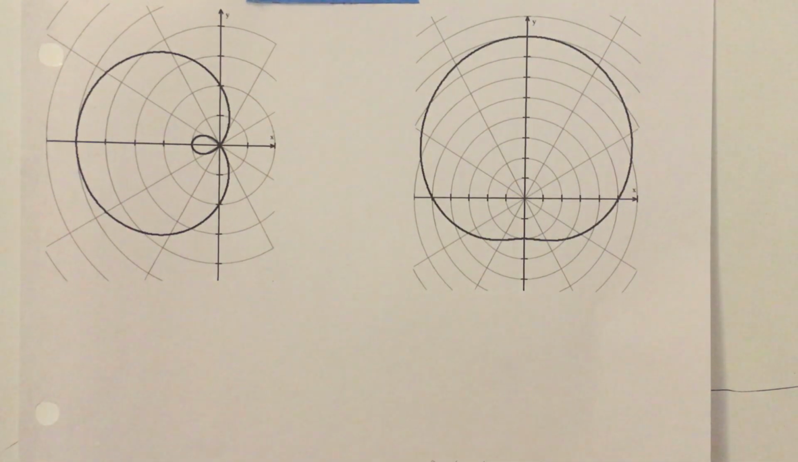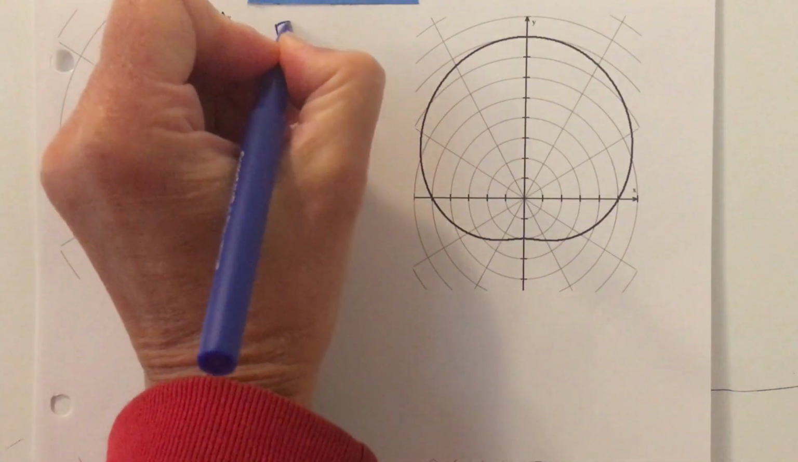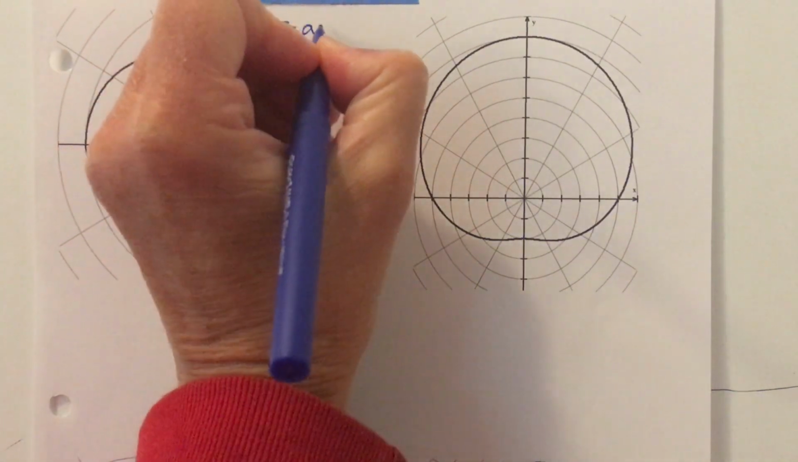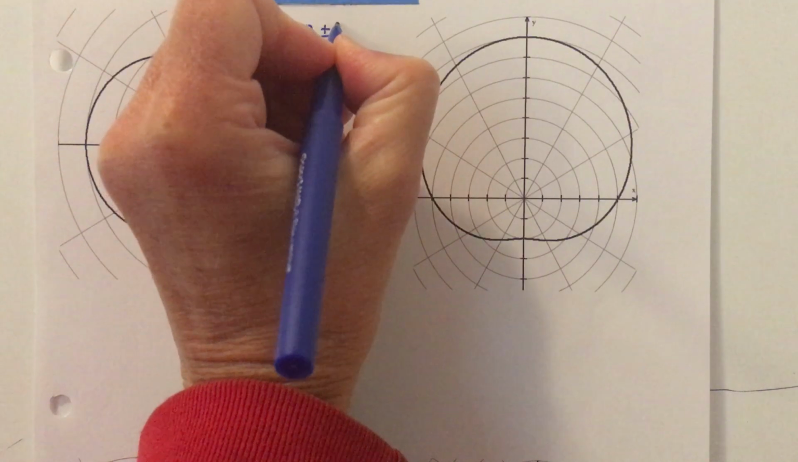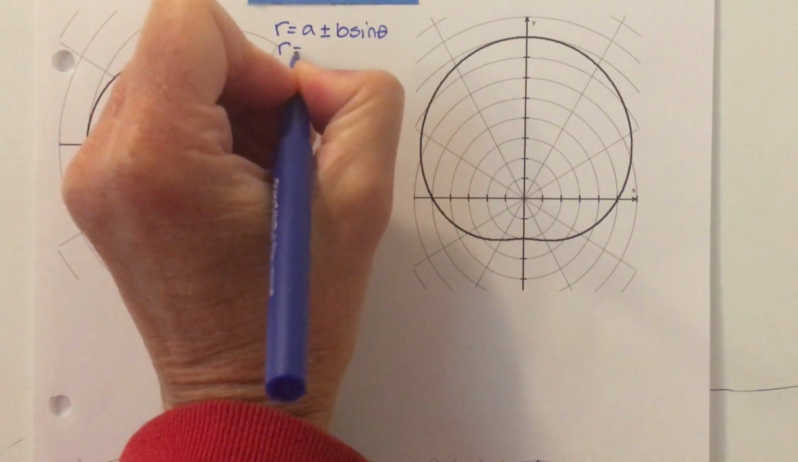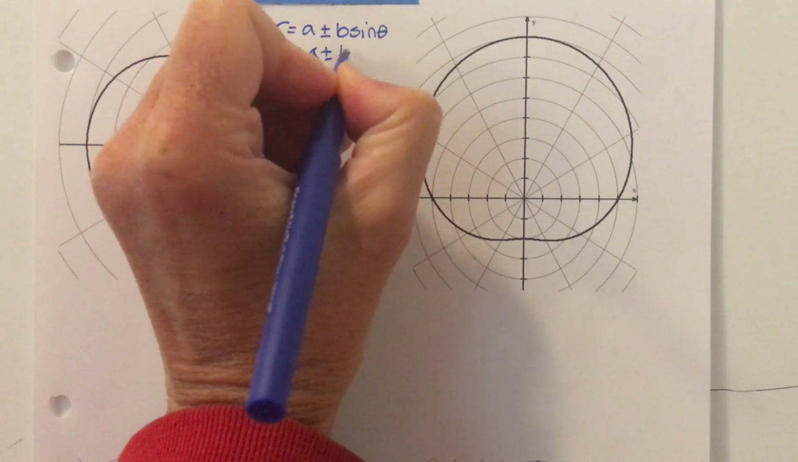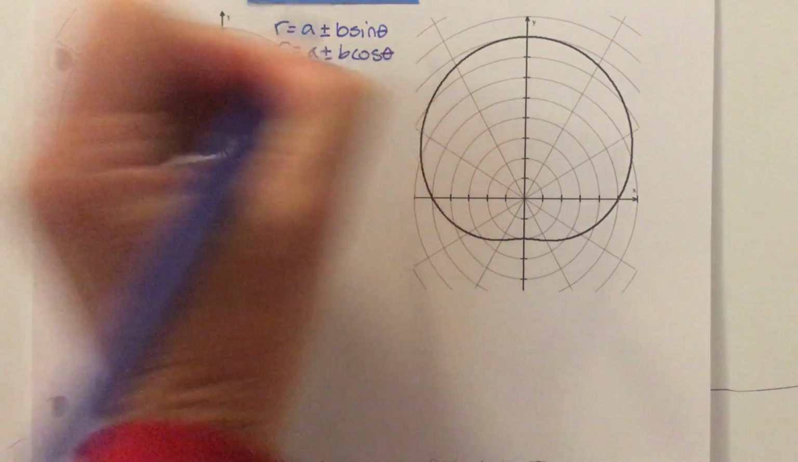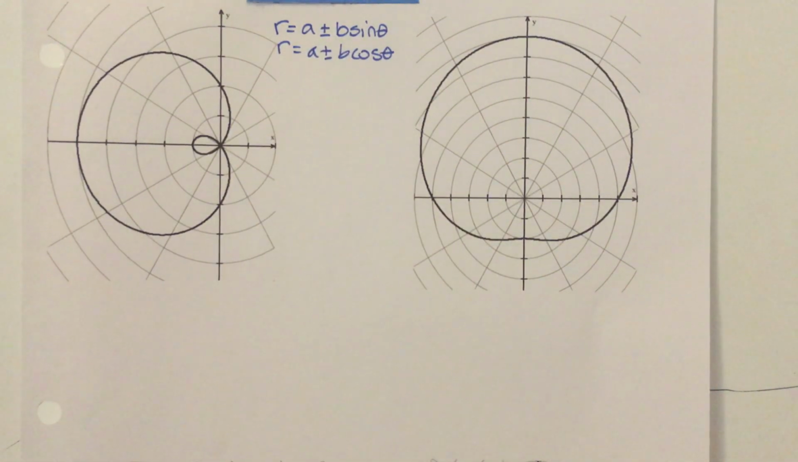Okay, so the first thing you have to know is the equation is going to be a plus or minus, not both, b sine theta. Or it's going to be a plus or minus b cosine theta, depending on the symmetry. And of course, a and b can be the same if it's a cardioid, but they're different if it's a limaçon. Okay, all right, so this is not super hard if you follow a couple important rules that I'm going to give you.